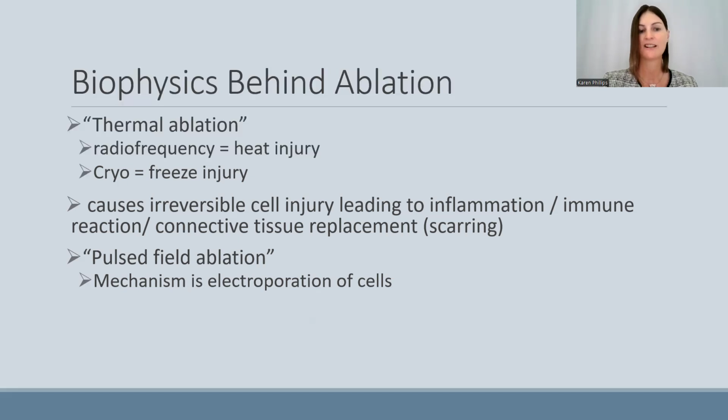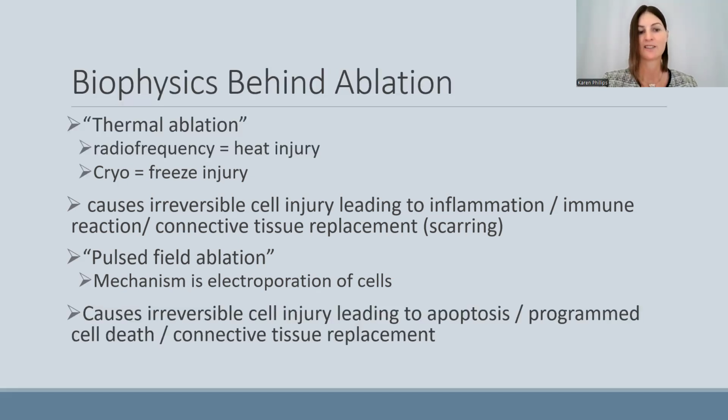Now, pulsed field ablation we're going to do a deep dive into, but the mechanism of pulsed field ablation is electroporation of cells. Electroporation leads to irreversible cell injury, but via a different process, and herein lies a big difference. Electroporation, pulsed field ablation, leads to apoptosis, which is basically programmed cell death, and there's very little inflammation associated with this, but it still leads to connective tissue replacement.